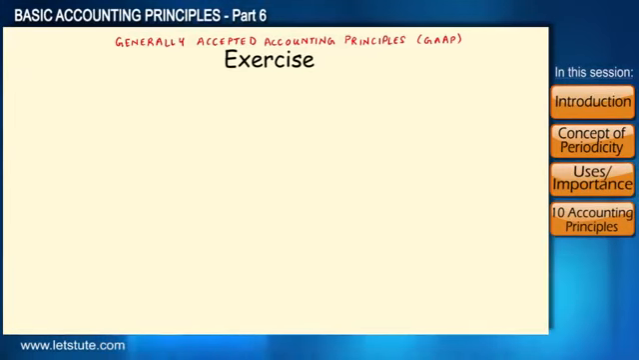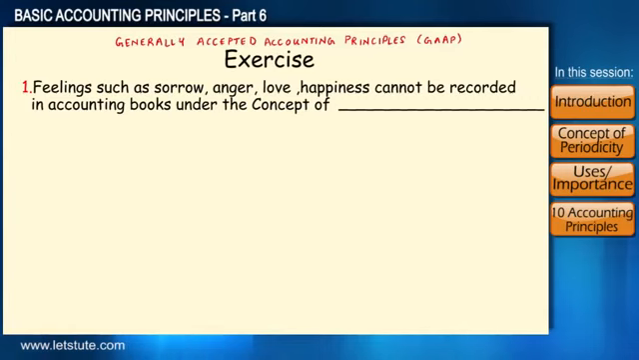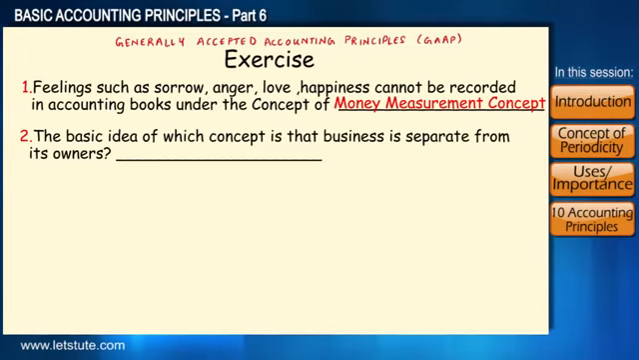Let's begin. Feelings such as sorrow, anger, love, and happiness cannot be recorded in accounting books under this concept. Money measurement concept, which states only events that can be valued in terms of money can be recorded in accounting books. The basic idea of this concept is that business is separate from its owners. Which concept? The business entity concept.